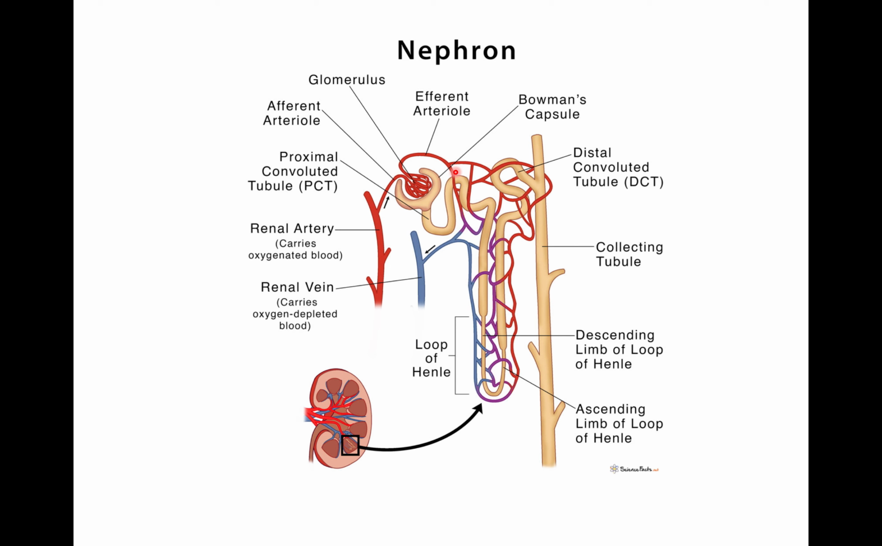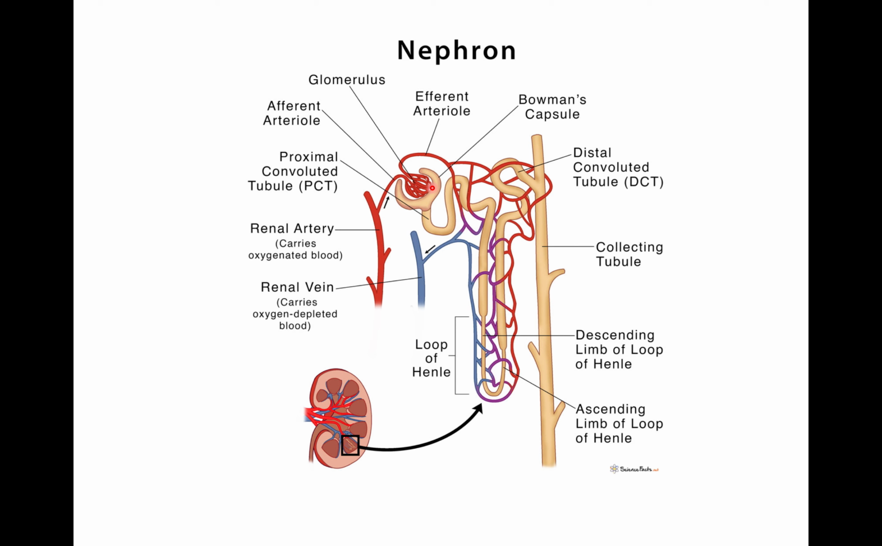And for this filtration, the endothelial wall of the glomerular capillary and the inner wall, that is the visceral layer of Bowman's capsule, together form a filtering membrane. So here is a filtering membrane through which ultrafiltration takes place. So filtering membrane is equal to endothelium of glomerular capillaries plus visceral layer of Bowman's capsule.